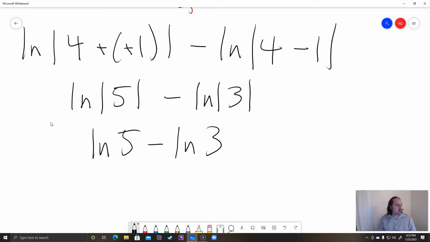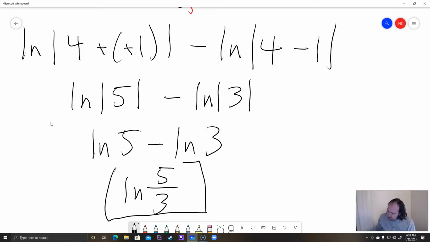Okay, and remember, when you're subtracting outside of a logarithm, that's the same as dividing inside the logarithm, and the order does matter. It's left to right, top to bottom. Okay, so this is going to be ln of 5 over 3. ln of 5 over 3. Pretty cool, huh?